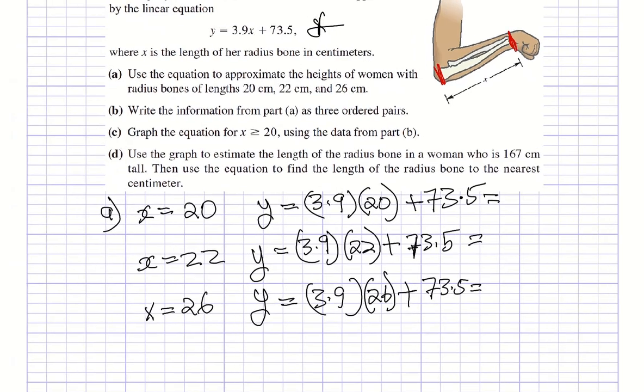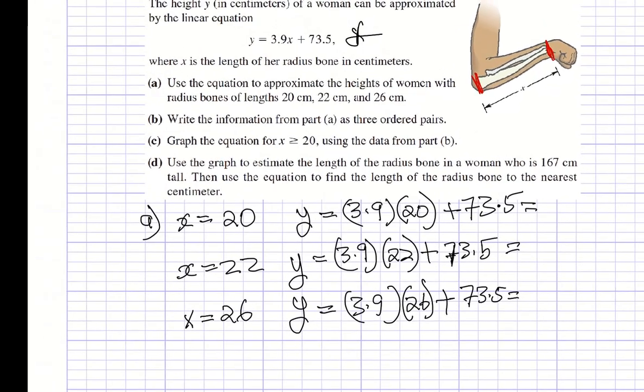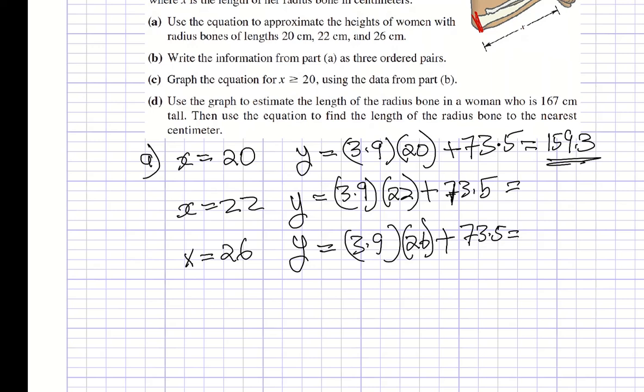You get 3.9 times 22, okay? You get 85 plus 73.5. You get 159.3, okay? So you can do that. It's not hard. This is number 11. It's just a bunch of solving problems, man. That's all.